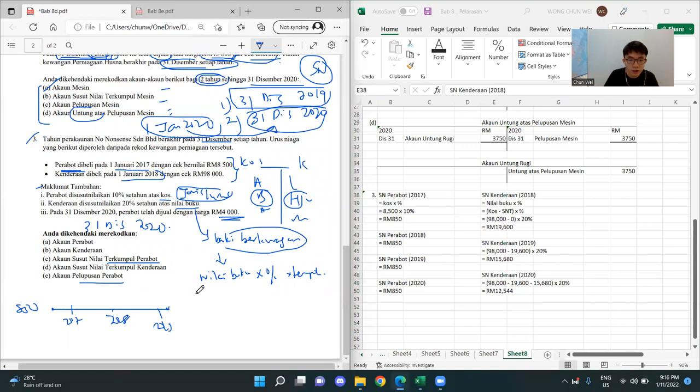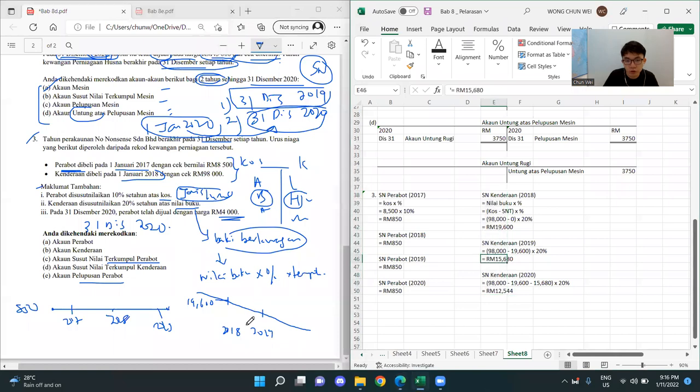So now this is for kaedah baki berkurangan. So what is baki berkurangan? You can see that slowly it is going lower and lower. At first, this is 19,600 for 2018's susut nilai. But when you come down to 2019, you can see that it drops to 15,680. And when you go to 2020, it falls even more to 12,544. You see the difference? That's why garis lurus is the same straight line every year, 850, 850. But for baki berkurangan, every year dia akan jatuh. Why? Because we are using nilai buku. Nilai buku will always jatuh every year.